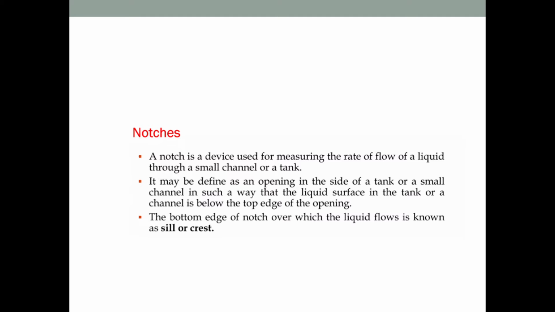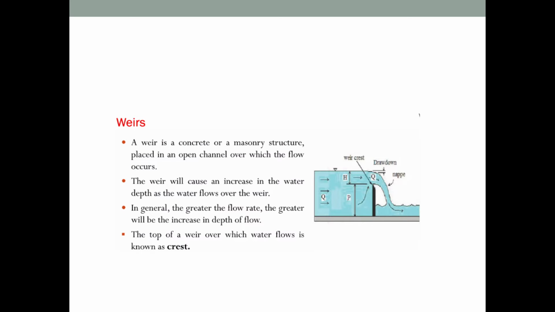You can see the bottom edge of the notch over which the liquid flows; we call it the sill or the crest. Now, what is a weir? A weir is a larger structure compared with a notch. It is a concrete or masonry structure placed in the open channel over which the fluid flows. The weir causes an increase in the water depth as the water flows over it.